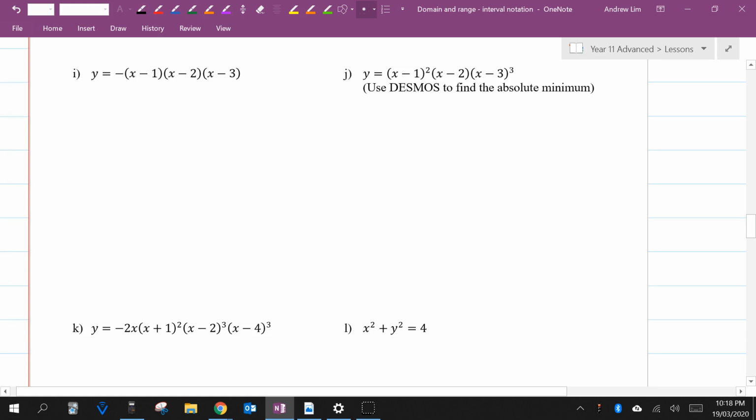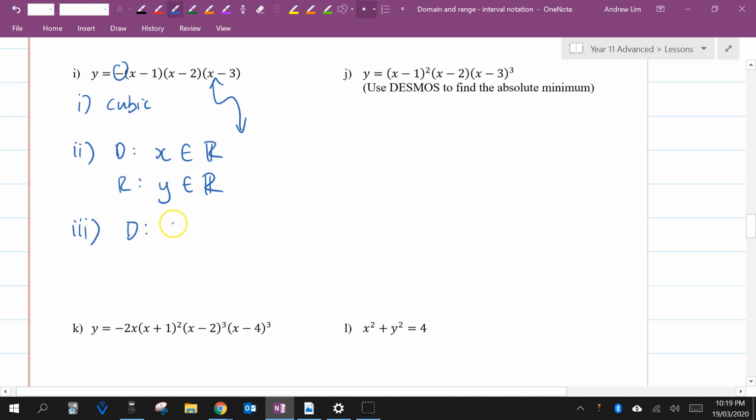So question I, we have negative x minus 1, x minus 2, x minus 3. So we can tell here when we expand this, we're going to have x cubed, but it's going to be negative x cubed. So we know it's going to be a cubic, but we also know it's going to be shaped this way. Okay, because it's negative x cubed. Which means that domain is x is an element of all real numbers. The range is y is an element of all real numbers. And therefore when we write this in interval notation, it's from negative infinity to infinity for both.